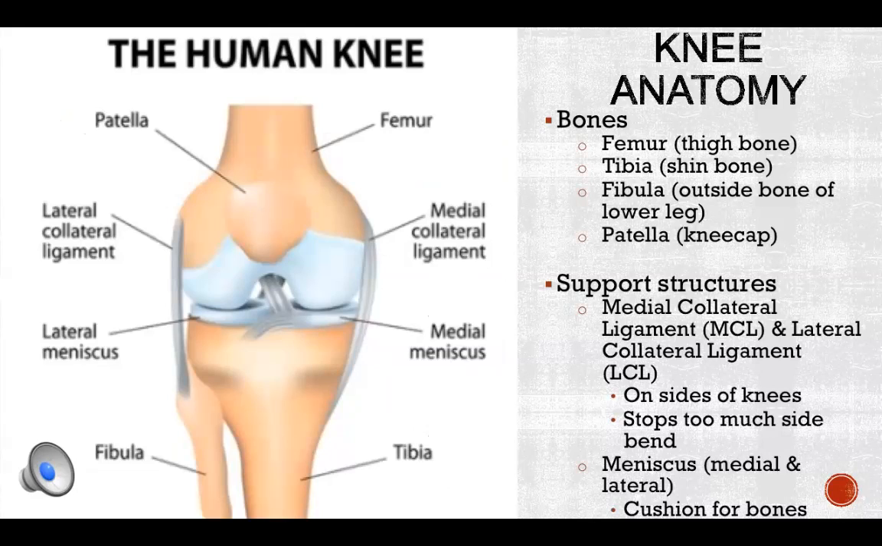There are also multiple support structures involved with the knee as well. So we have the medial collateral ligament, or the MCL, and the lateral collateral ligament, or the LCL. These are on either side of the knee, and it prevents the knee bending from side to side. We also have the meniscus, which is the cushion between the femur and the tibia.